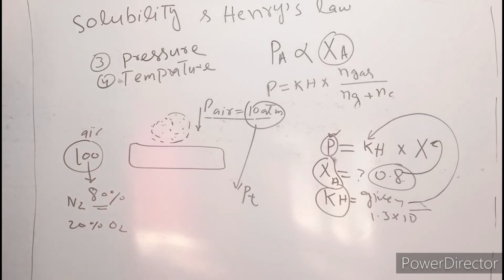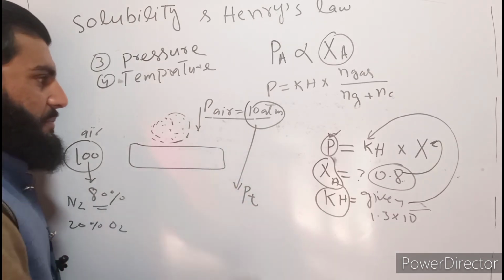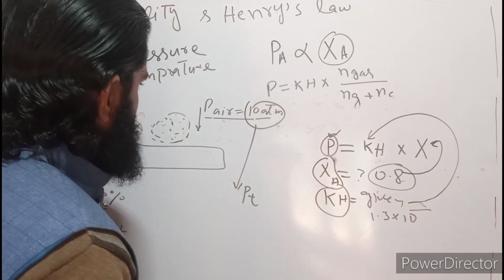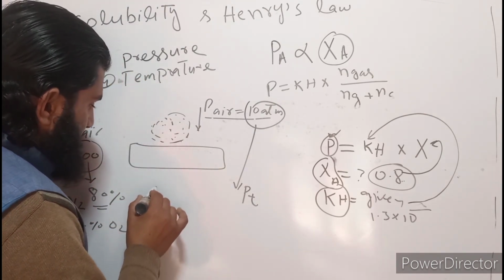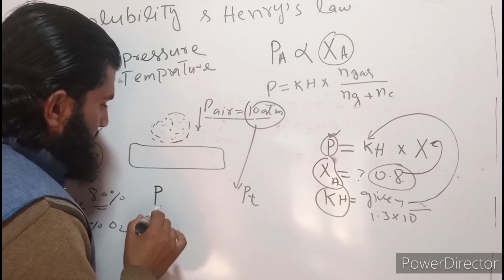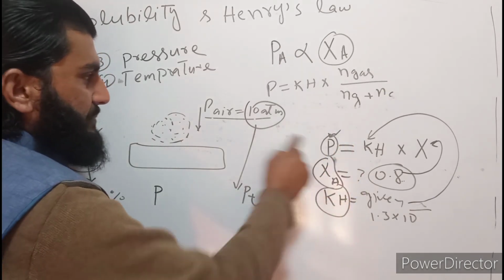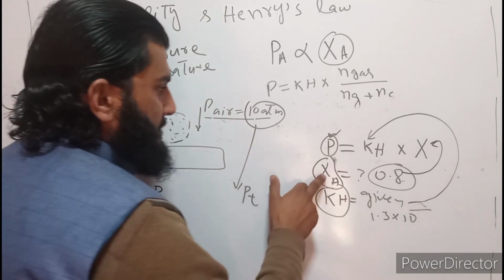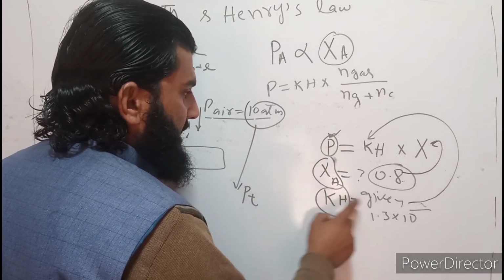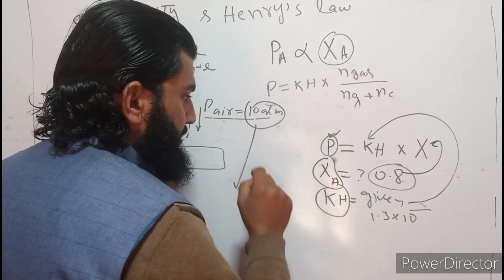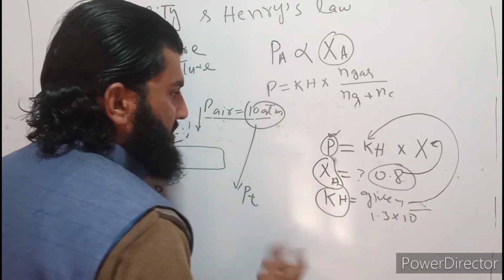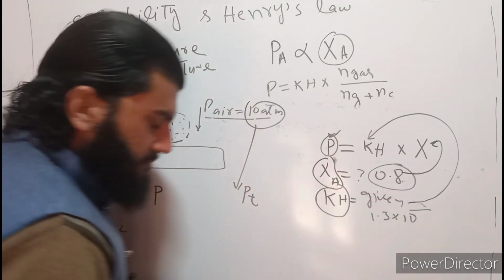Is there some other way to find the partial vapor pressure? This is one way on the basis of which you can find Pa. The question is that the mole fraction is given, Ka is given, find P. So put the values in this equation and find P.